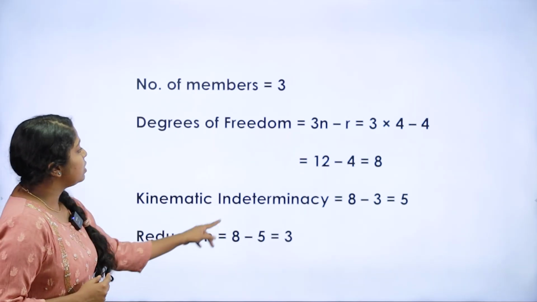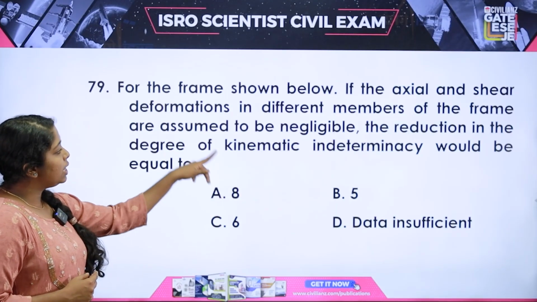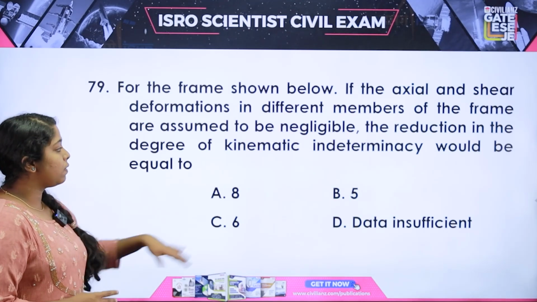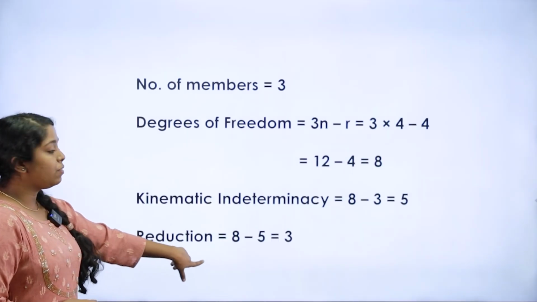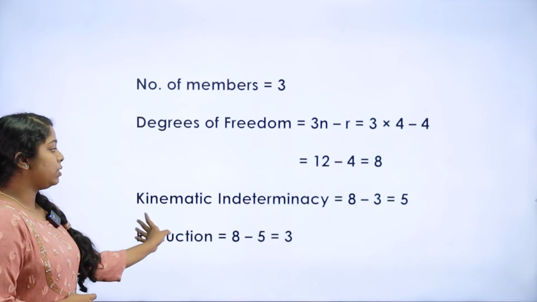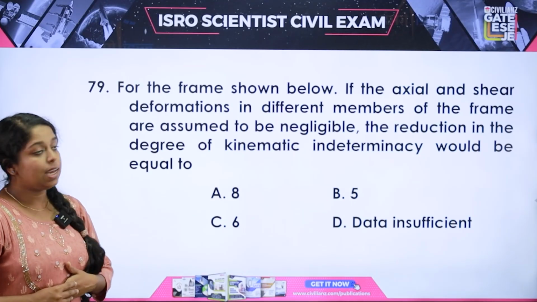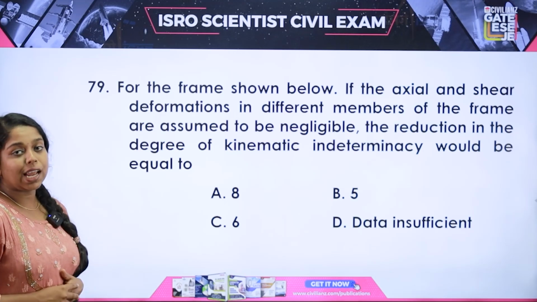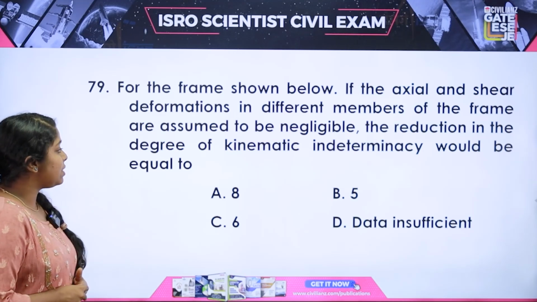From the question, it has been asked the reduction in degree of indeterminacy. If we move on to the question like that, then the answer will be 8 minus 5, which is equal to 3. But in the answer key, it has been given as option B, that is 5. So there is a slight confusion in the question number 79.